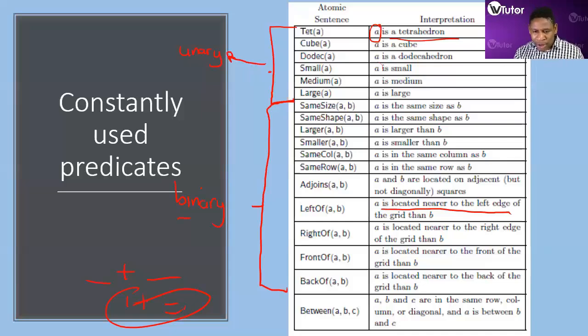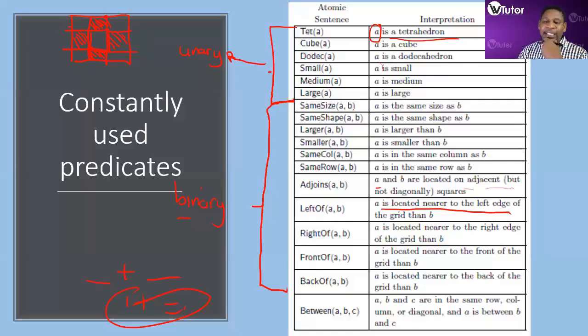Then adjoins, I saw adjoins somewhere. Adjoins is located adjacent but not diagonal. So if I've got 4 cells, say I've got this, right? Adjacent means that. This is what adjacent means, the colored ones, not diagonals.